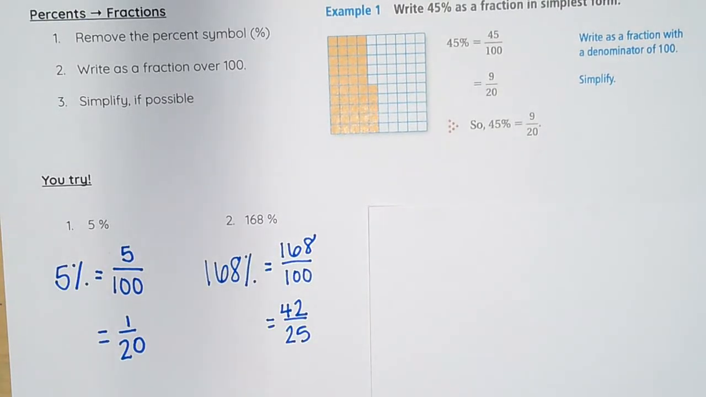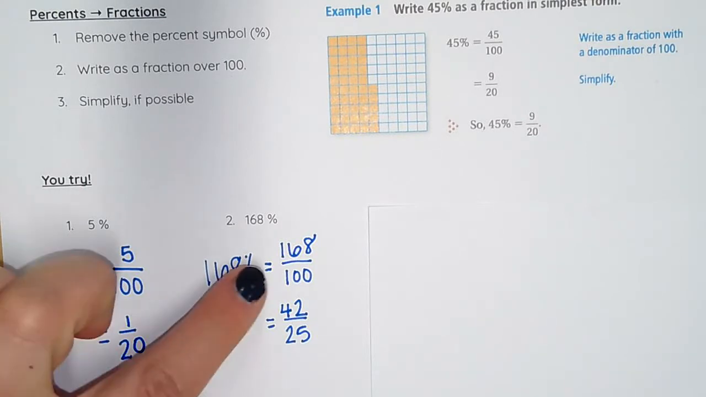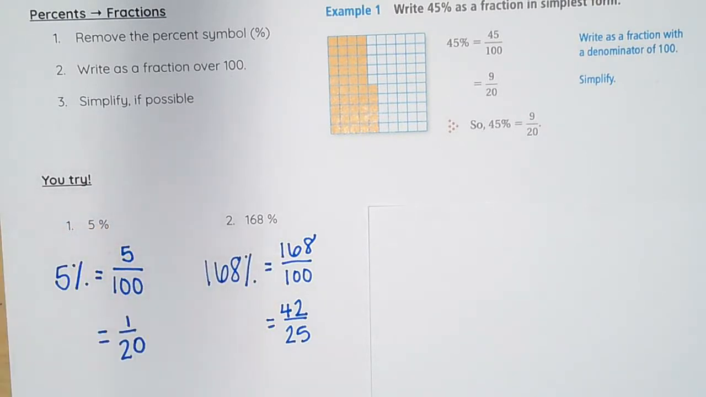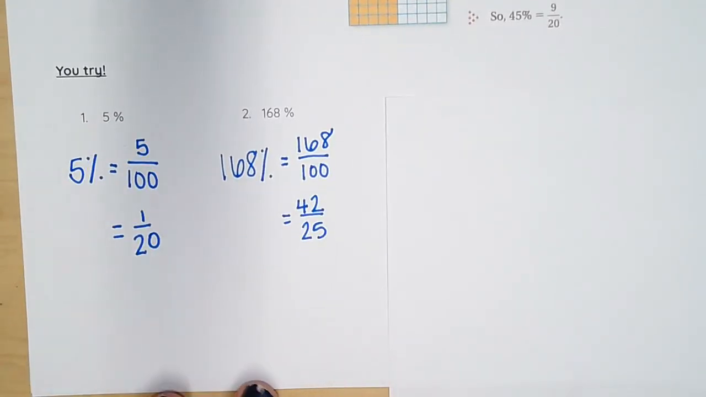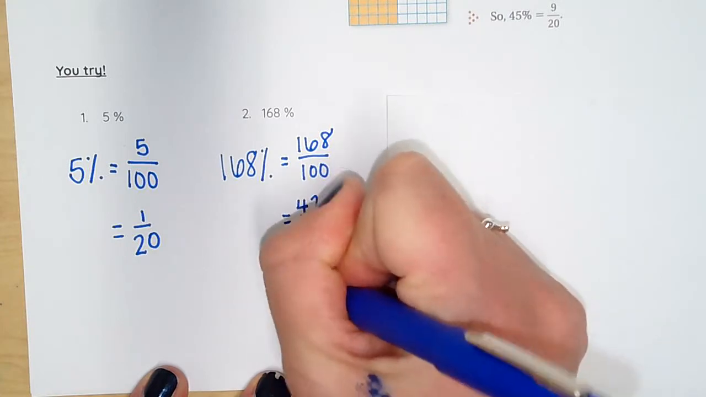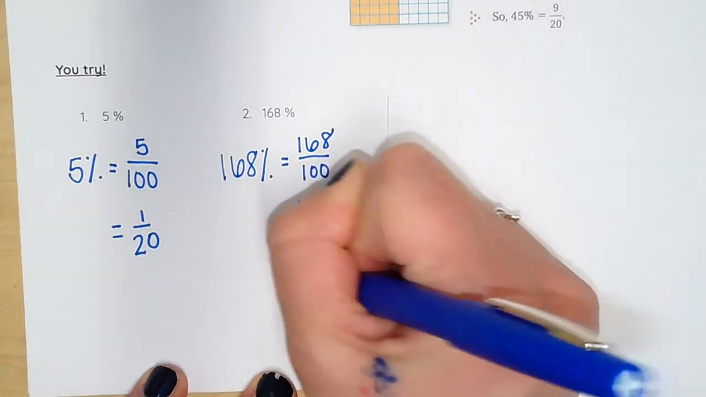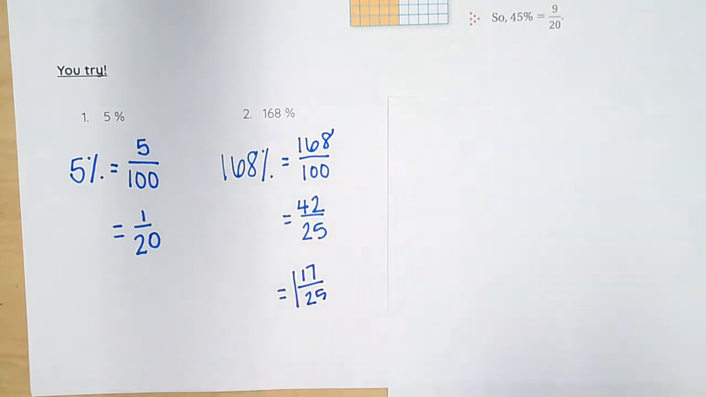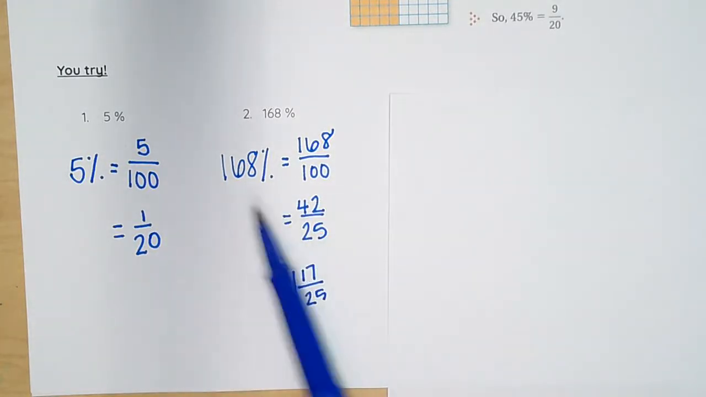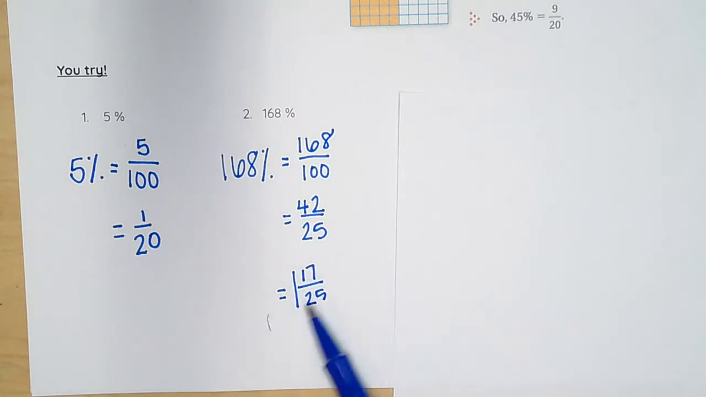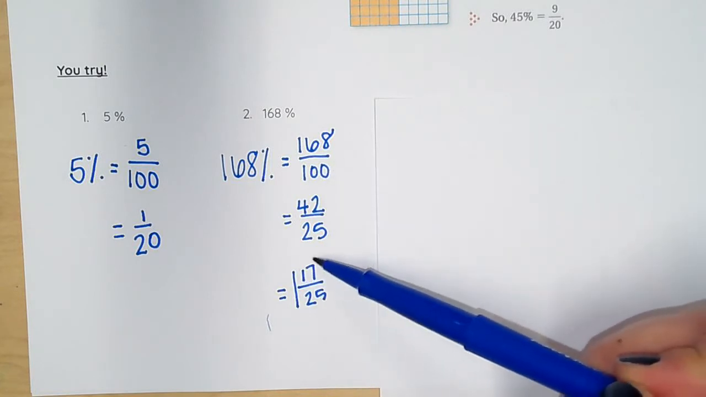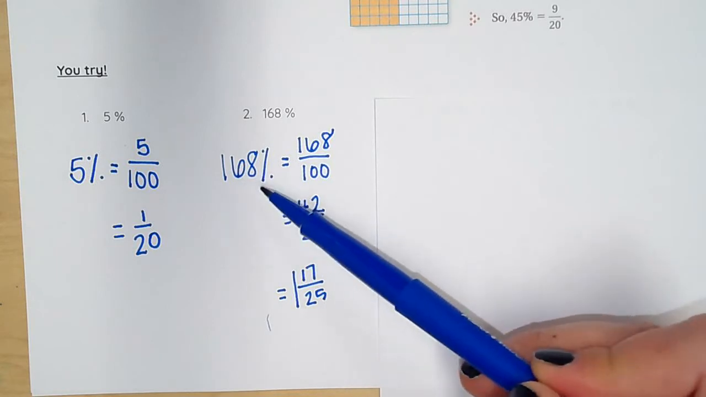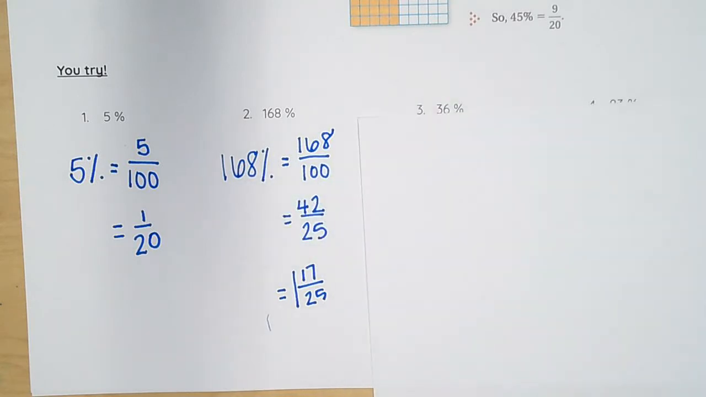Now, we could leave it like this as an improper fraction. It's improper because our 168 is greater than 100, but I like to write it as a mixed number. So 25 goes into 42 one whole time with 17 left over and 25 in the denominator. I like comparing the 168% to a mixed number because this is telling me that I have one whole group of 100, and then this is that 68%. So it's 168%.